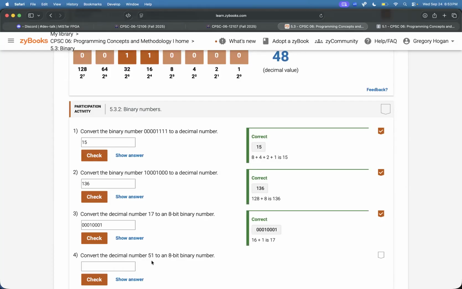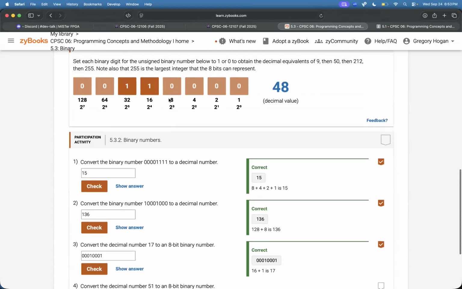So how much more do we need? We're at 48. We need three more. So at that point, you can just look up here and say we need three. How do you get a three? Well, we can use a two and a one. Okay, so this is our number 0011 0011.